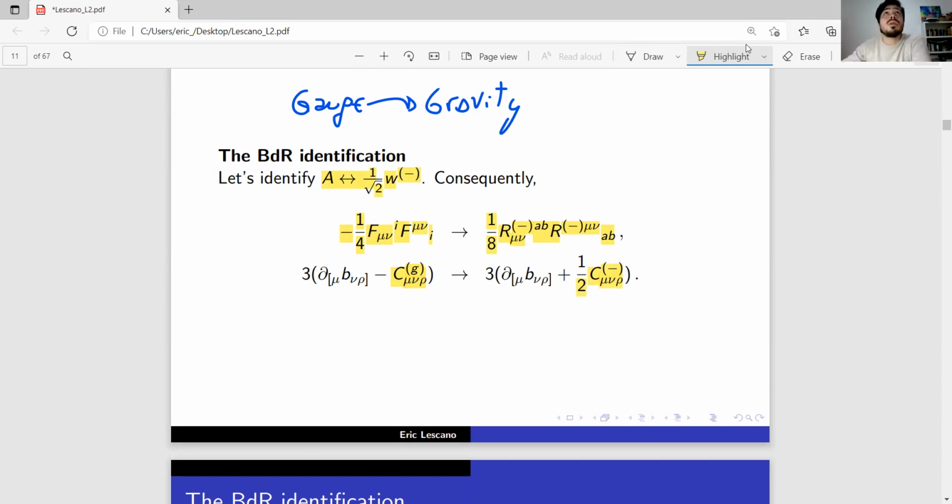This identification was used a lot in order to construct higher derivative terms. For example, if you look at reference number 9 of my lecture notes, you have the original publication of Bergshoeff and de Roo. These are two papers from 1989. In these papers, they use this identification in order to construct the alpha prime terms, and they go beyond. They try to reach alpha prime cubic terms. So you can read the original paper. It's a very interesting paper.